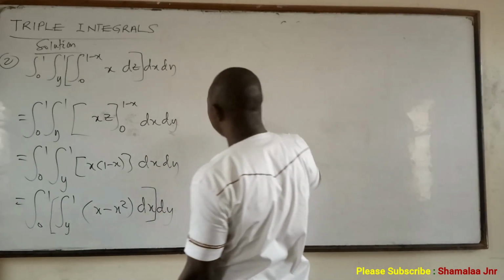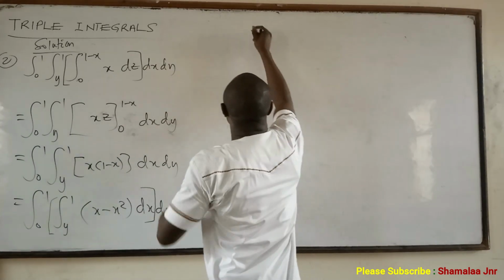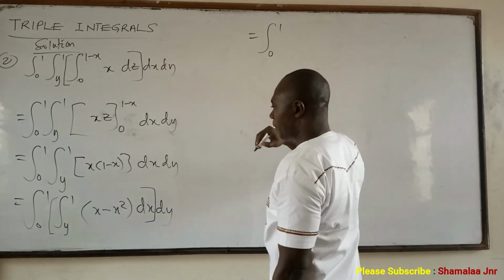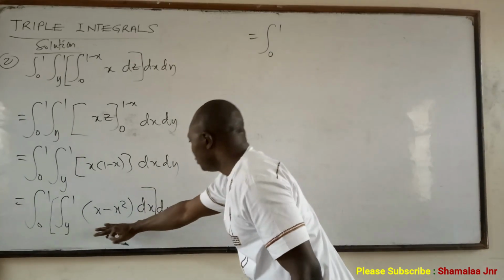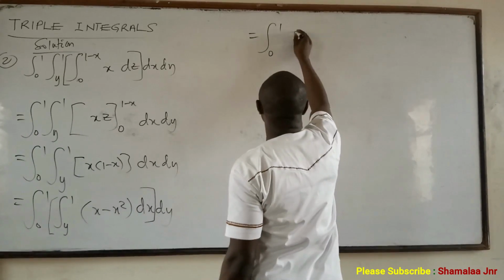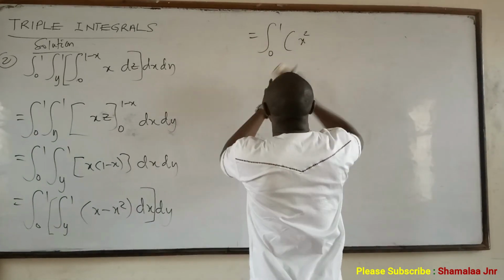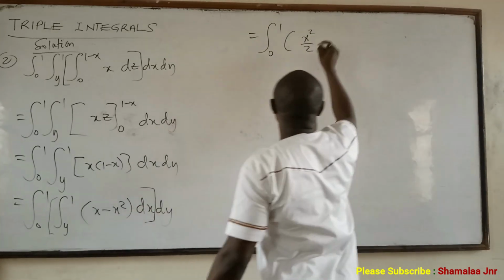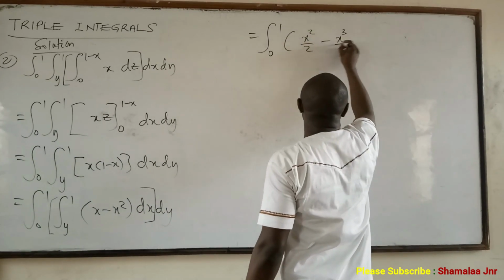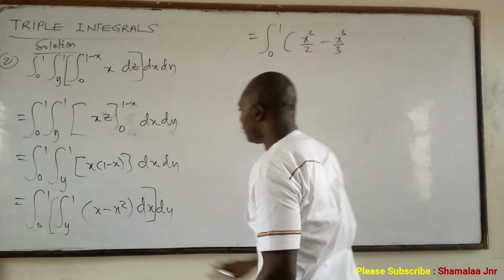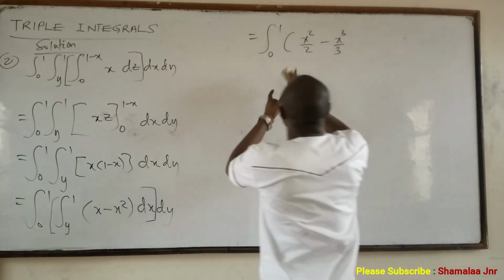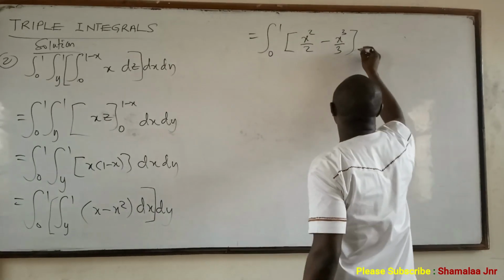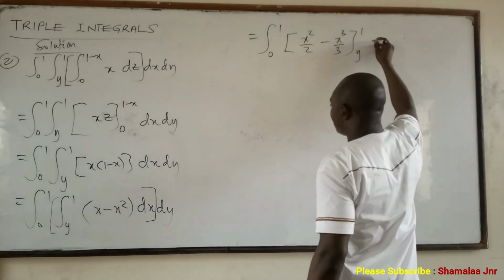Now this one is equal to the integral from 0 to 1. You are going to integrate this one with respect to x. So this one will be x squared over 2 minus x cubed over 3, when you integrate this one. And then we are going to put in the limits. Let's put in the limits of integration, y and 1.